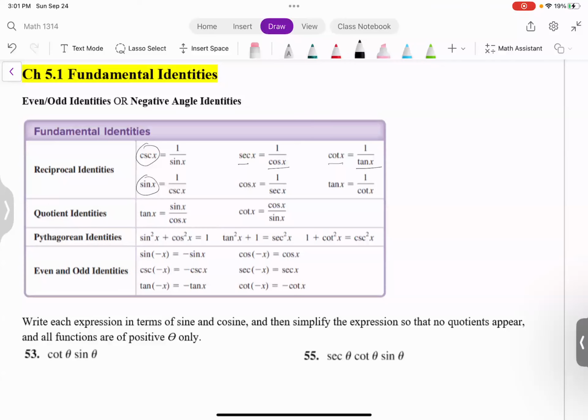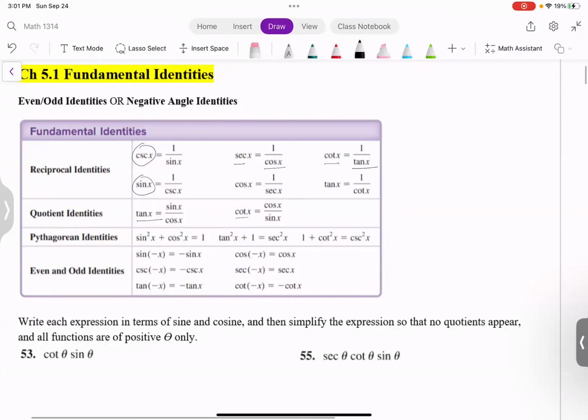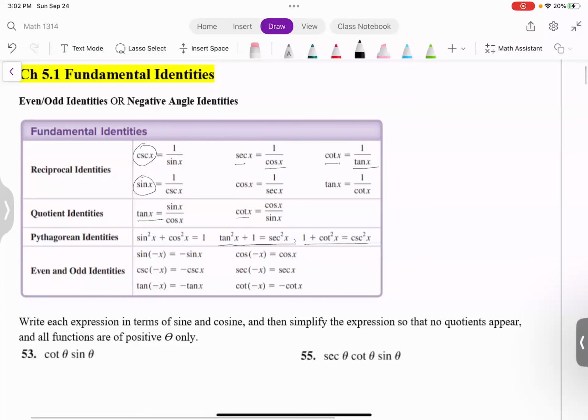Quotient identities. If I have tangent x, that equals sine x over cosine x. If I have cotangent x, that's cosine x over sine x. Pythagorean identities. First one is sine x squared plus cosine x squared equals 1. Tangent x squared plus 1 equals secant x squared. 1 plus cotangent x squared equals cosecant x squared.